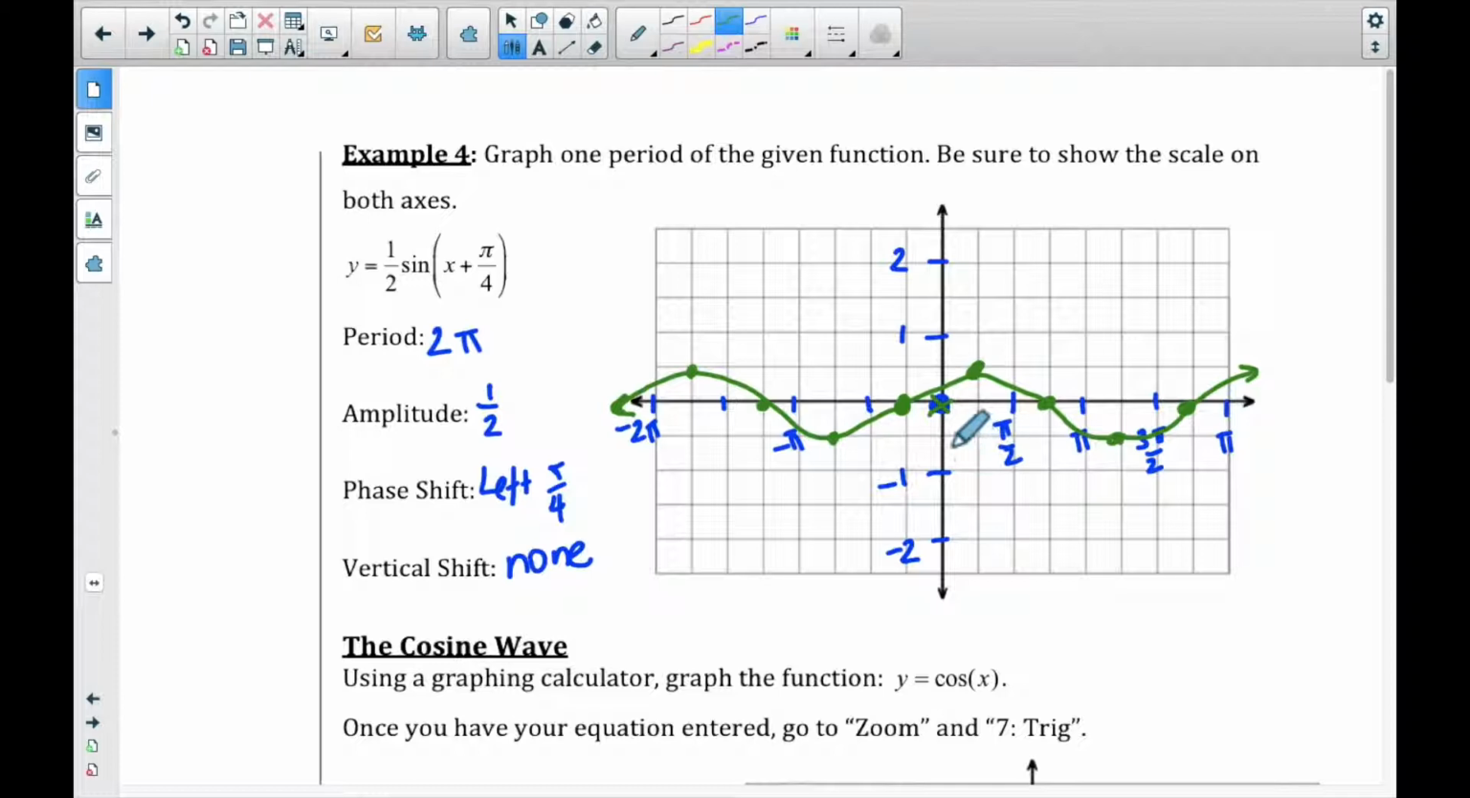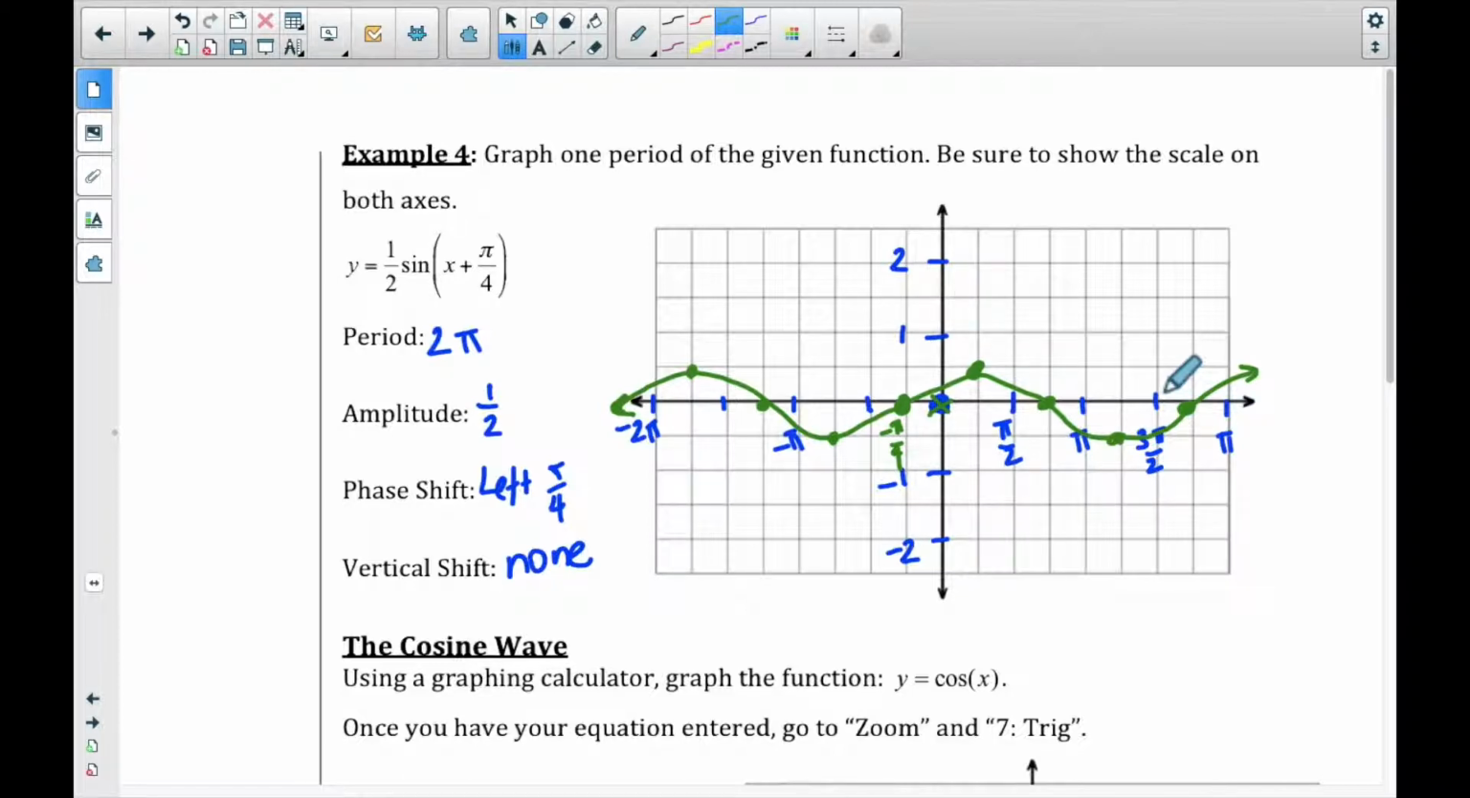Let's take a look at what we have. We started at the pi over 4. If you want to label that, negative pi over 4, that's where we started. We went up from there. And so up, down, down, up, and down, up, up, down. So we have our sine function originally started at 0, 0, and up, but instead we backed up by a pi over 4 unit and did it there.